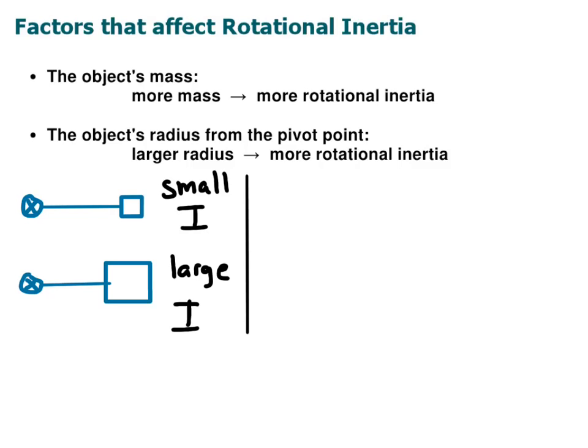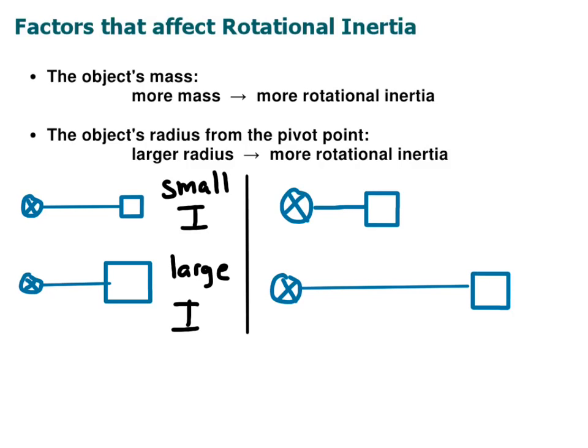Another factor that affects rotational inertia is how far the object is away from the pivot point. The larger distance or larger radius it has from the pivot point, the more rotational inertia it has, the harder it is to change that object's rotational motion.